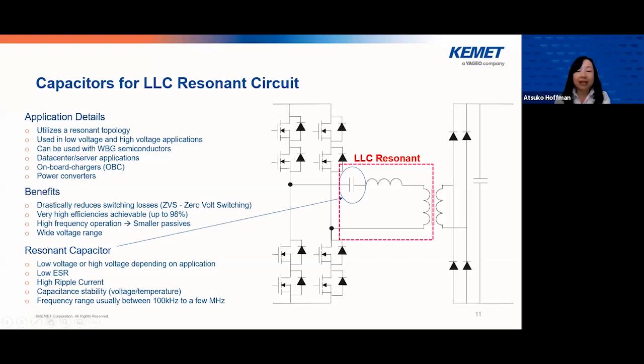It can operate at high frequency, meaning you can use smaller passive components. A resonant capacitor is used in the circuit, and the requirements we usually see are low ESR, high ripple current, capacitance stability, and a frequency range between 100 kilohertz and 1 megahertz.